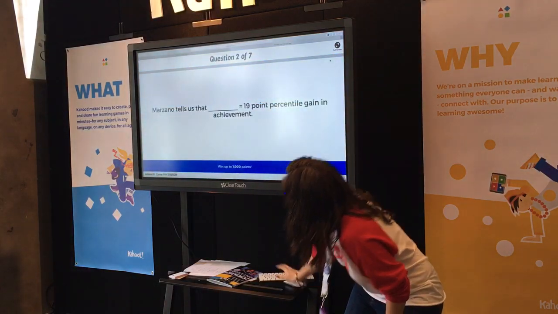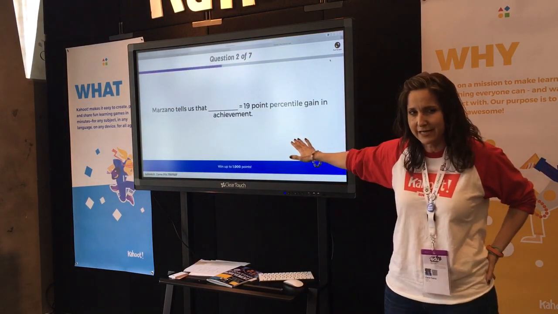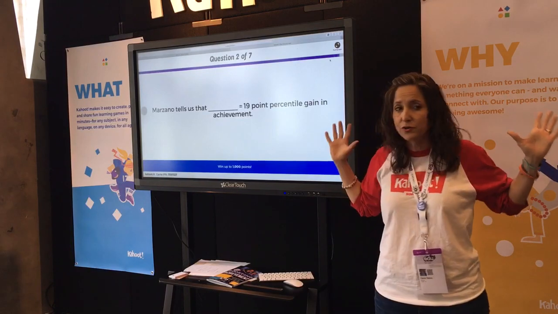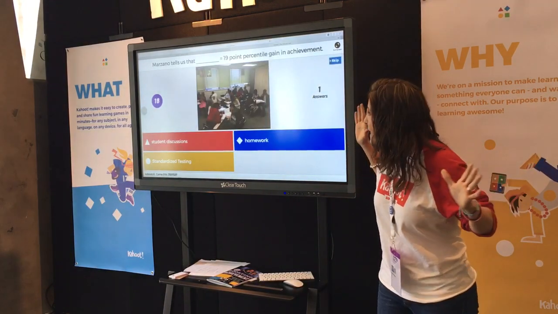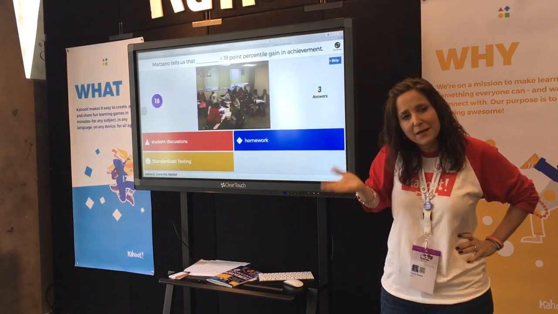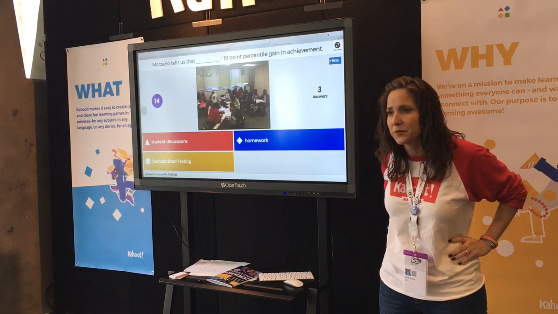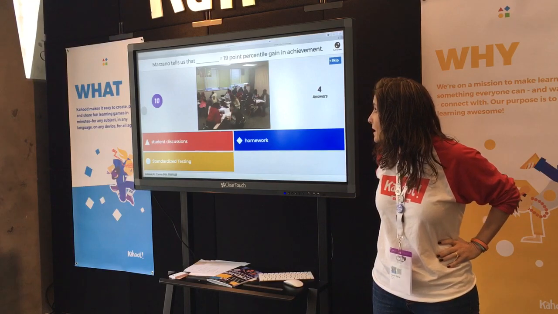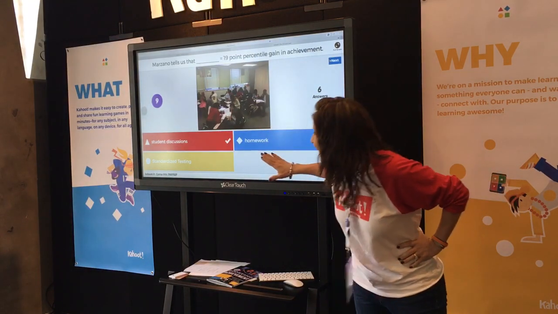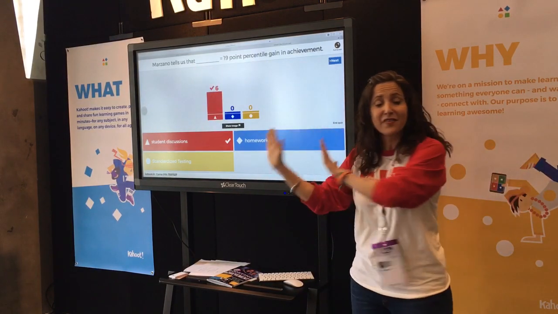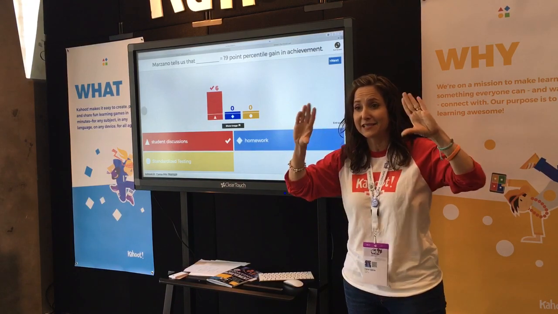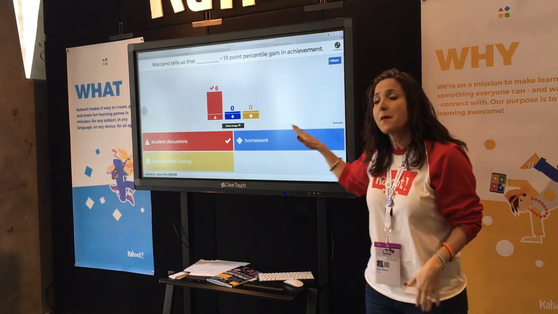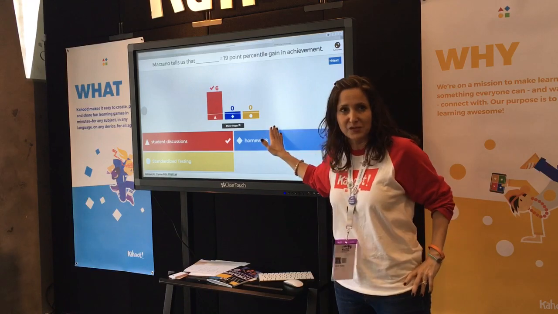But based on that question, what do you think the answer to this question is? Marzano, who's a guru of academic vocabulary, tells us that something boosts achievement by 19%. What do you think it would be? Great. So based on that first question, students need to verbalize to internalize. It led you to my next question, right?